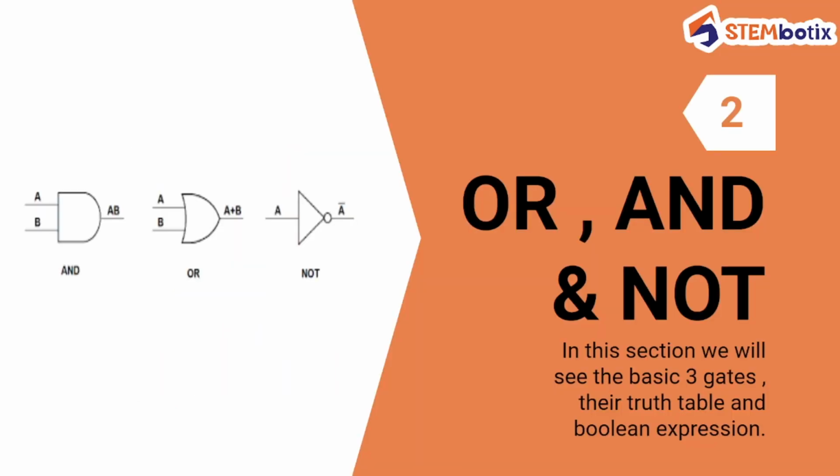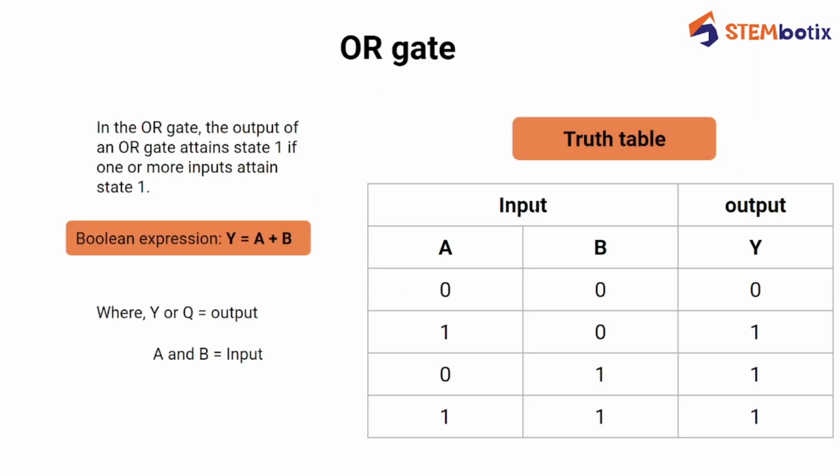So let's see the different types of gates from here onwards. In this second part, we will see the OR gate, AND gate and NOT gate, how they are made, their Boolean expressions and their truth tables. First of all is the OR gate. As the name suggests, this particular gate will perform the logical operation of OR.